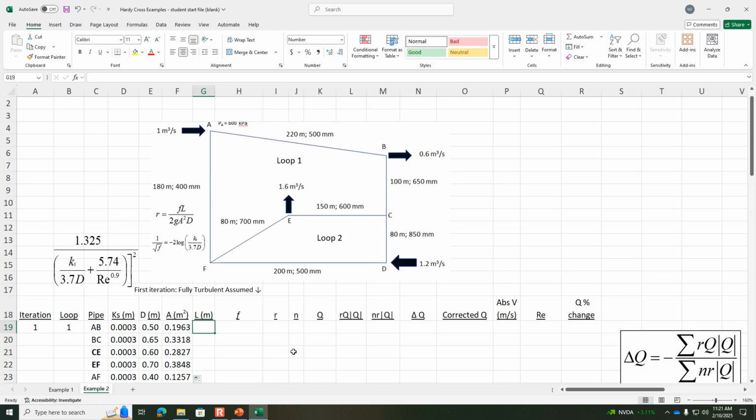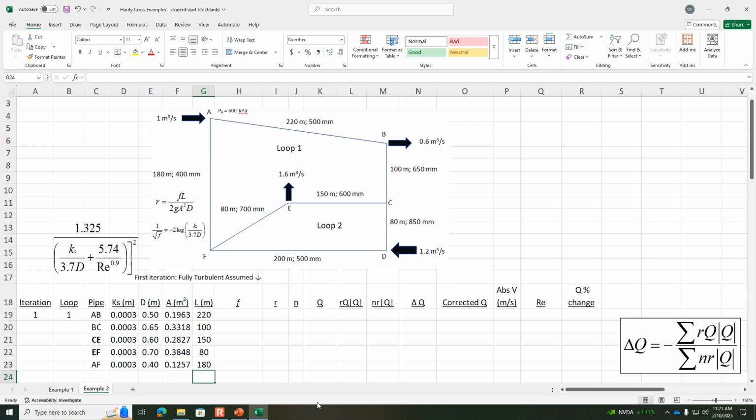Now let's just copy the lengths that are given. For pipe AB, that's 220 meters. For pipe BC, that's 100 meters. CE is 150. EF is 80. And AF is 180. All right.